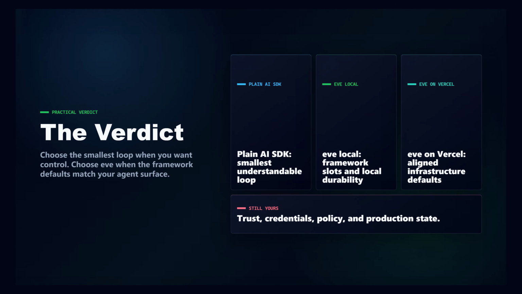Here is the verdict. Plain AI SDK ToolLoopAgent is the best baseline when you want the smallest understandable loop and you are prepared to own the production harness. Eve Local changes the job from writing the harness to filling framework slots: tools, skills, subagents, channels, schedules, evals, sandbox behavior, and approval policy. Eve deployed on Vercel removes more infrastructure glue by aligning with workflow, Sandbox, Cron, gateway, and observability, but it does not decide your trust model. Auth, credentials, scopes, approvals, idempotency, telemetry privacy, budgets, and production state are still engineering work.